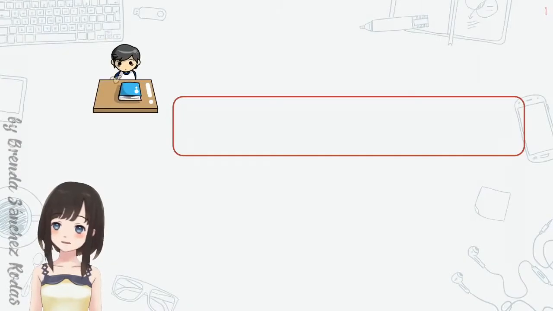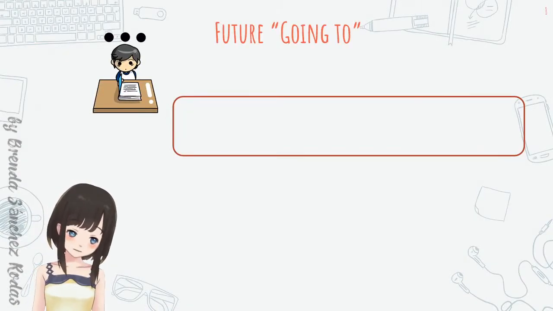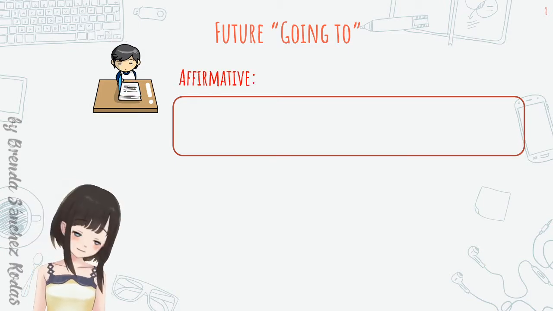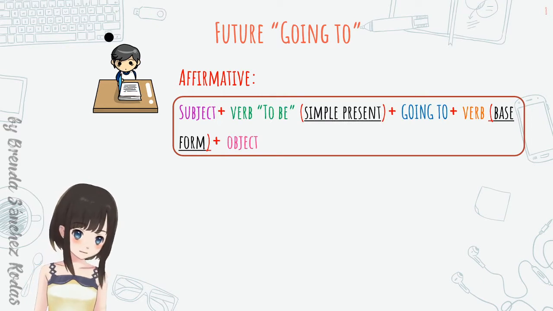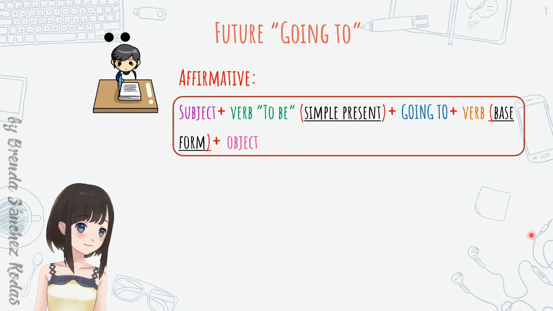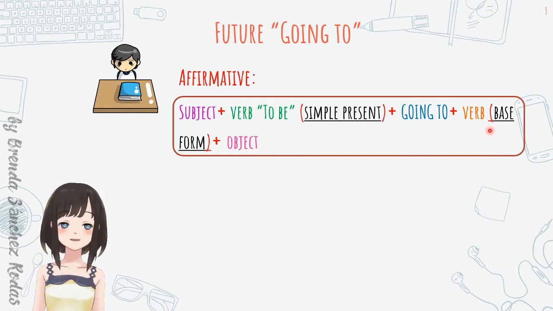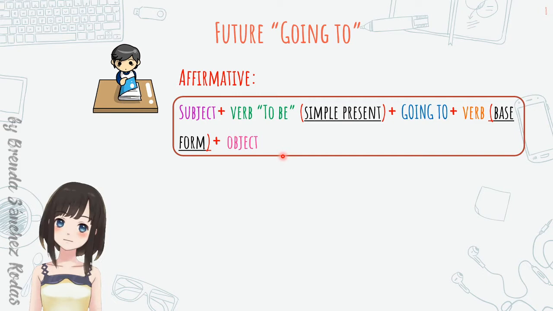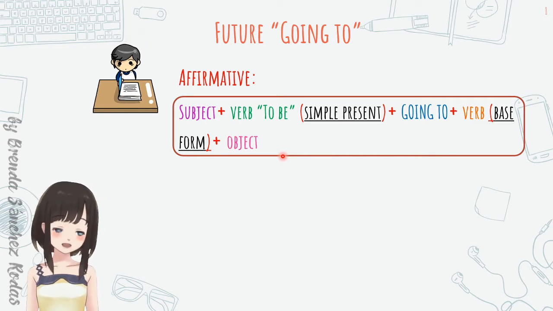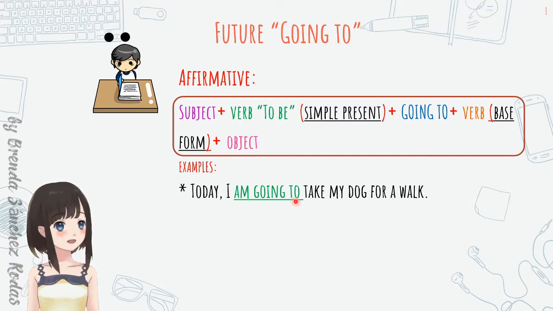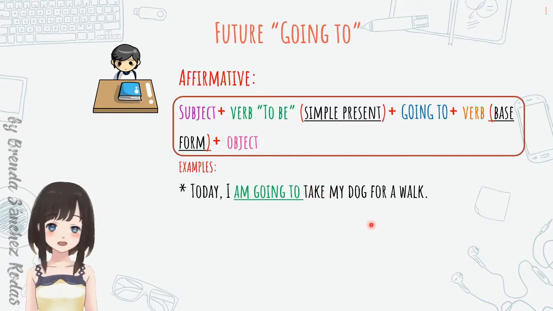Okay, so let's continue with future going to. This is a little bit more complicated, but not difficult. Let's see, in affirmative, we have the subject plus verb to be in simple present, don't forget. Going to, the expression going to, and the verb in base form and the object. It's quite longer, but it's really easy with practice. Okay, for example, today I am going to, here I have the subject, verb to be in simple present, going to, and the verb. I am going to take my dog for a walk.